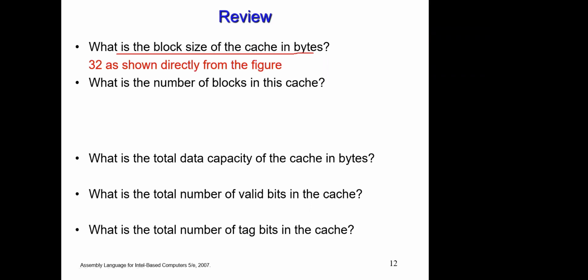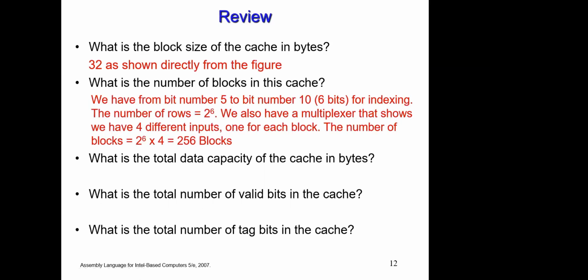The next question is, what is the number of blocks in this cache? So basically, we have from bits 5 to bits 10, so actually for the indexing we have 6 bits. You can think of this as 2 to the power of 6 rows, yes? And then in each row we have actually 4 blocks. So it will be 2 to the power of 6 multiplied by 4. It will give you this number of blocks.